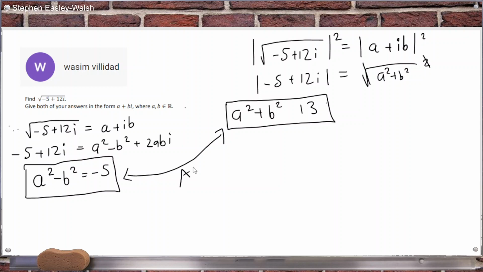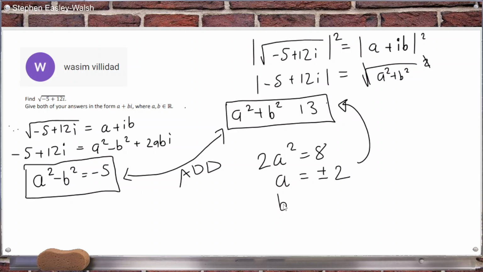If you add these together, then you get 2a squared equals 8. So a equals plus or minus 2, because a squared would be 4. And then if you sub that in, say here for example, you get b squared equals 13 minus a squared. So b equals plus or minus 9.